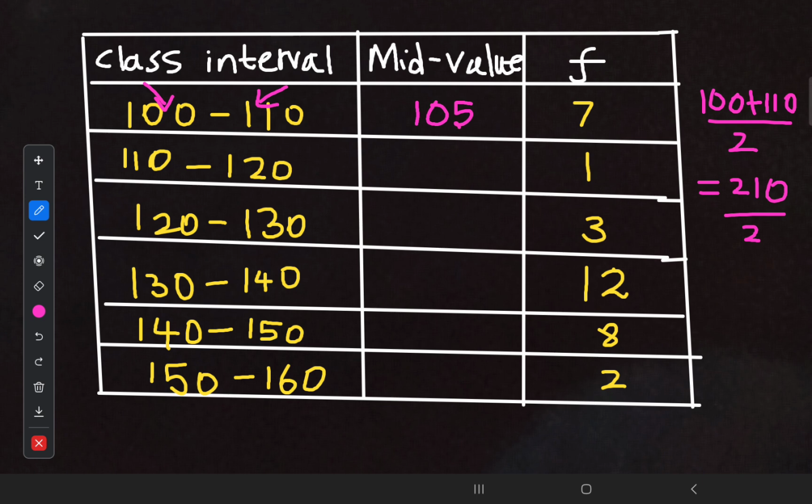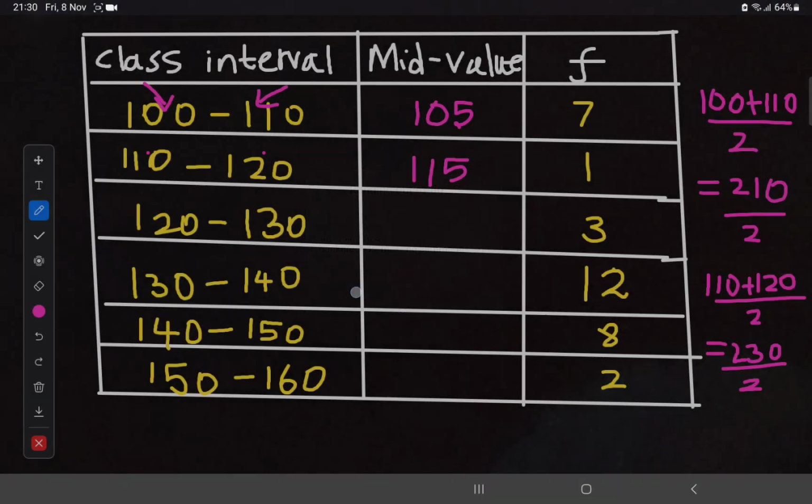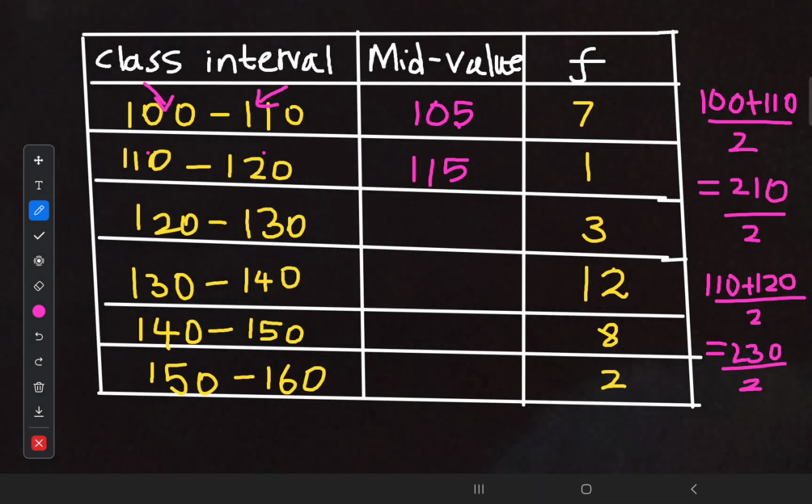To find the second mid value, what do we need to do? We add again, same procedure. The lower boundary should be added with our upper boundary. That means 110 should be added with 120, and this divided by 2. So 230 divided by 2 will give you 115. Likewise, for the upcoming class interval, 120 plus 130 divided by 2 will give you 125.